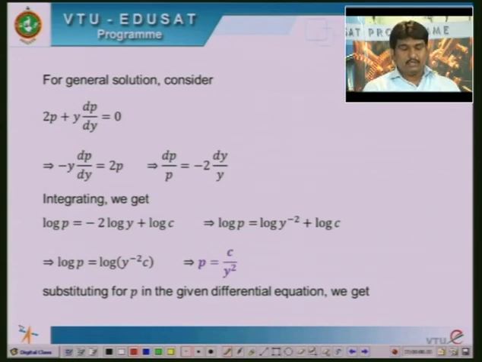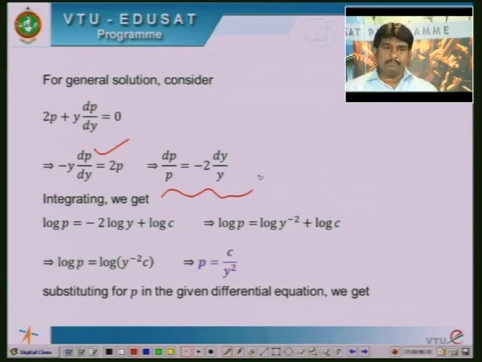This implies -y dp/dy = 2p. You solve this equation using the method of separation of variables. Separate p and y terms, you will get dp/p = -2 dy/y. Now it is in separable form. Now integrate it. Integration of 1/p is log p, which equals -2 times the integration of 1/y, which is log y, plus some arbitrary constant. I have written it as log c.